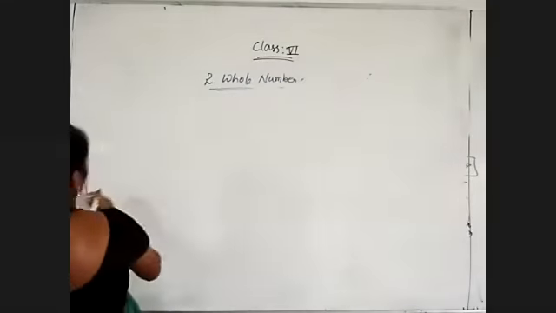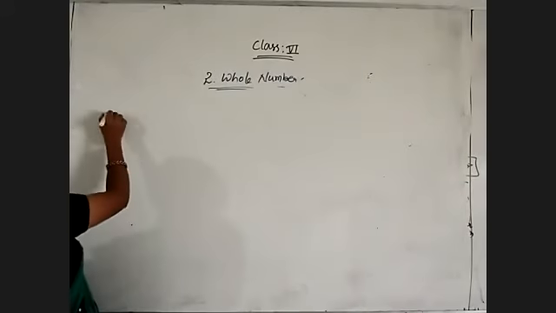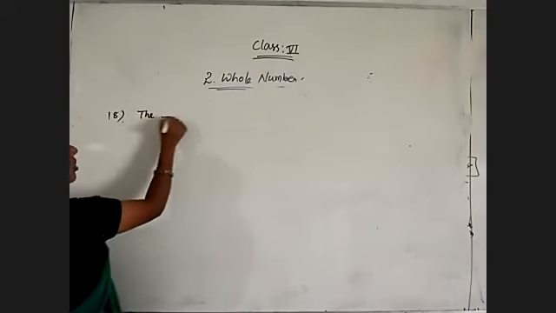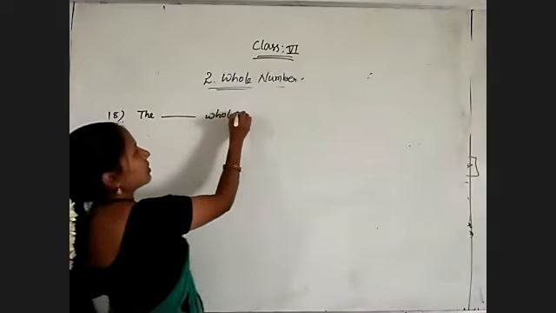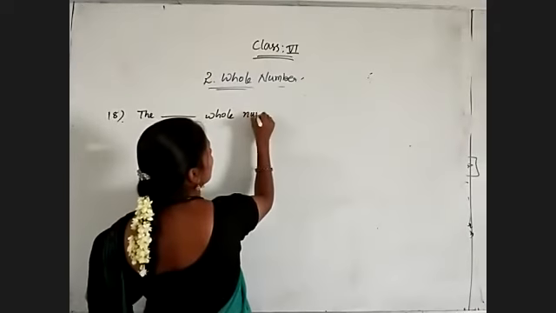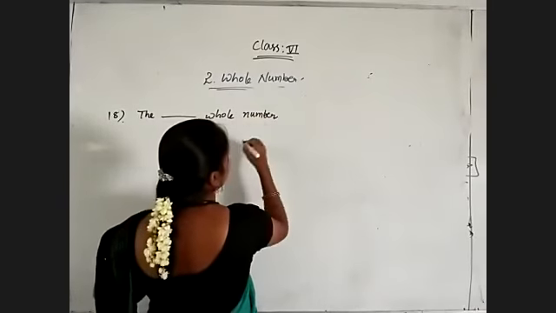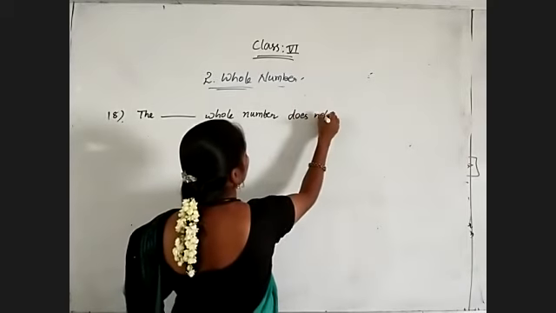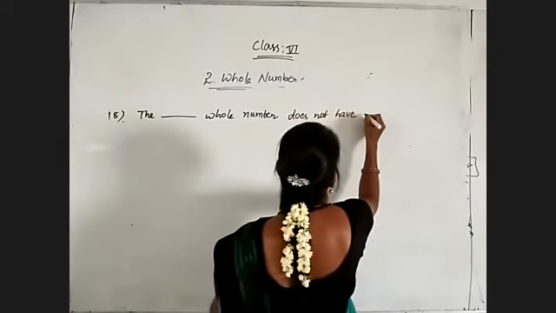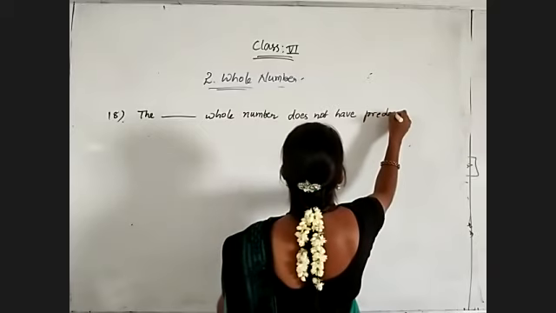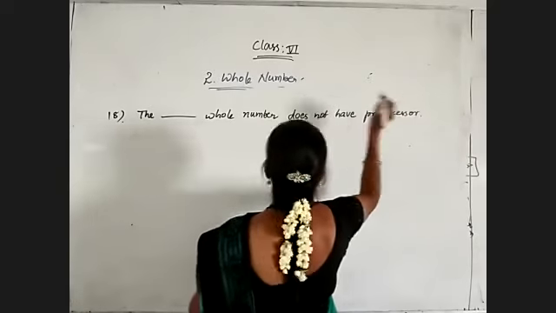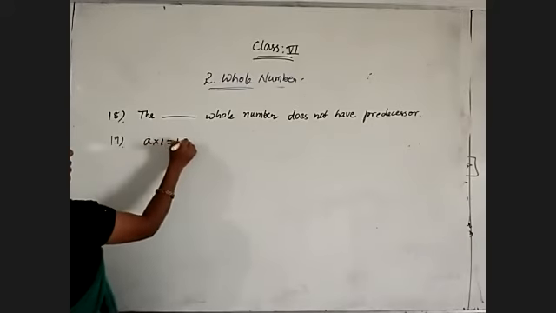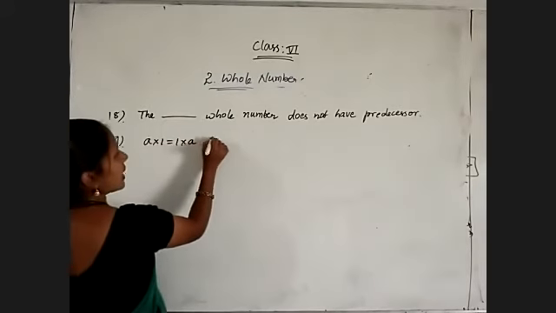Now, the dash whole number does not have a predecessor. And a into 1 is equal to 1 into a is dash property.